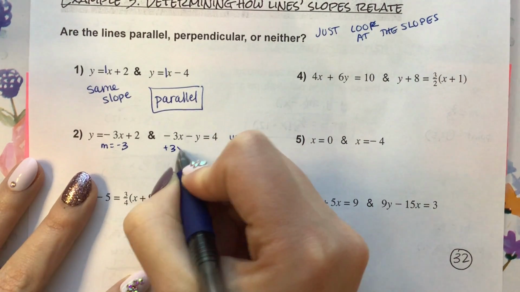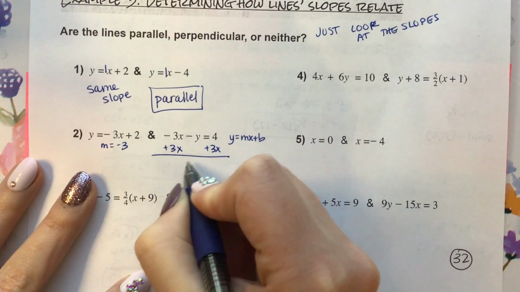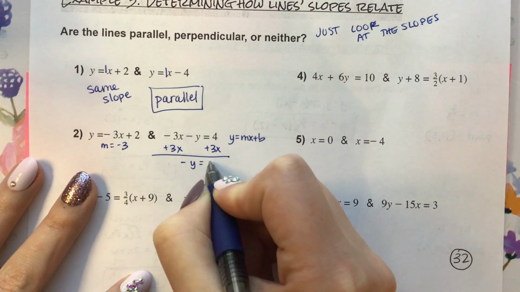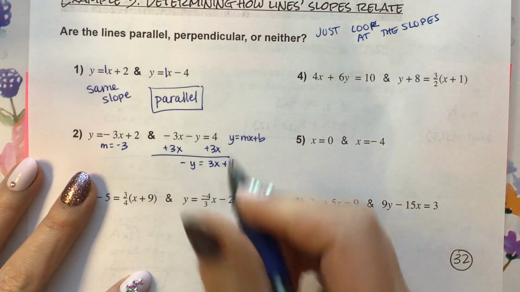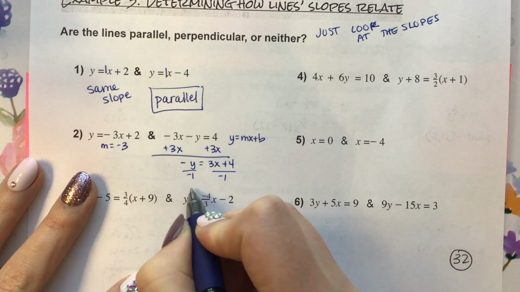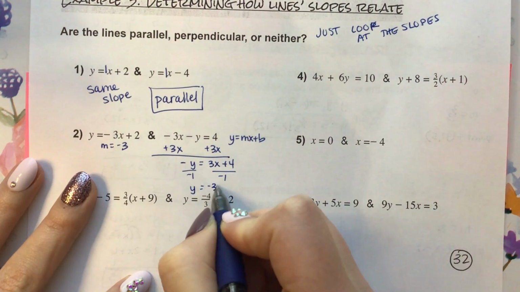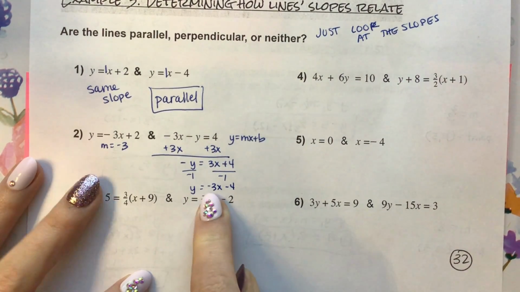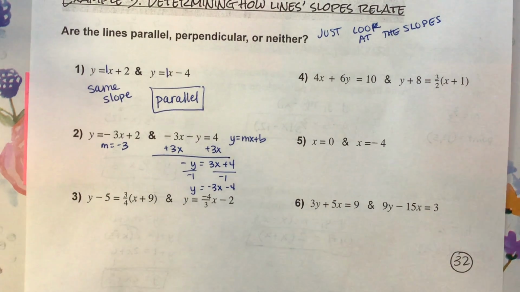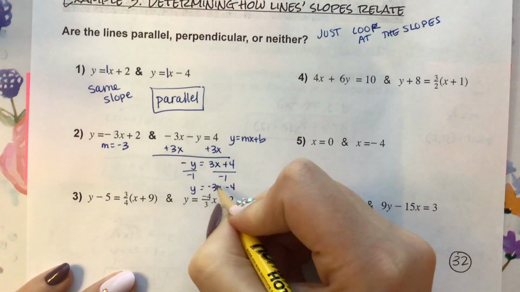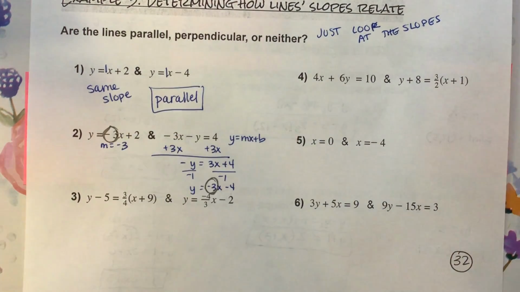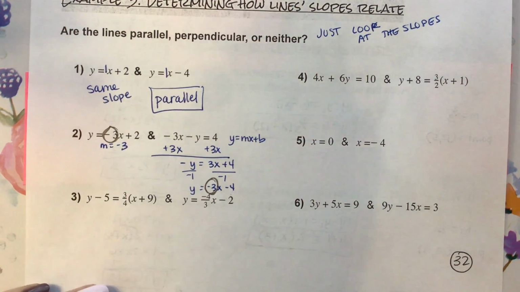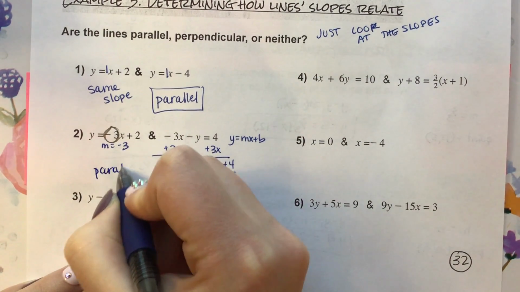I'm going to add 3x to both sides. So that gets me negative y is equal to 3x plus 4. I don't want negative y, I want positive y, so I'm going to divide by negative 1 everywhere, and I get y is equal to negative 3x minus 4. Now I want you to take note. This negative 3 right here and this negative 3 right here are the slopes. They match. Because they match, they are parallel.